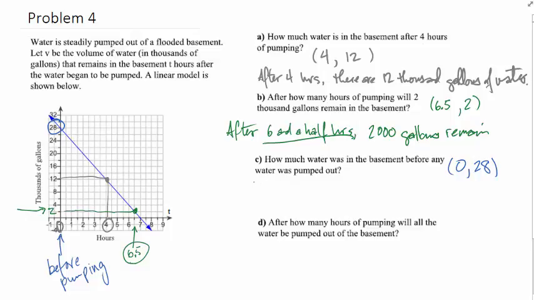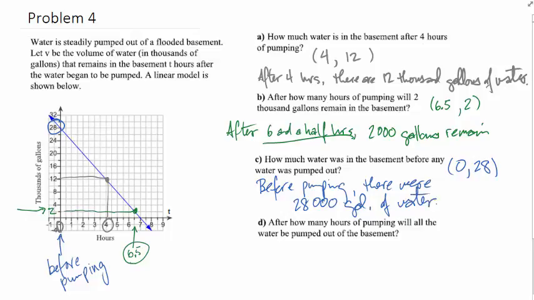So before pumping, there were 28,000 gallons of water. Okay, our last one.